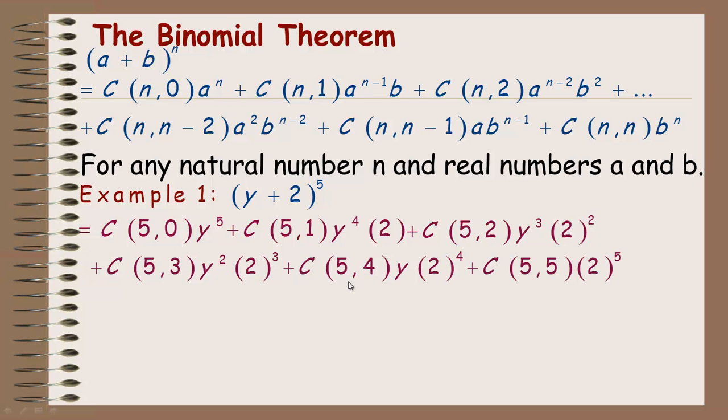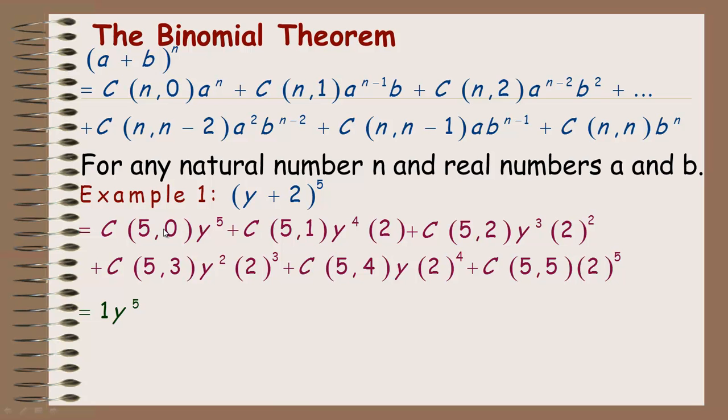And then the last coefficient, or combination, same thing, would be 5 choose 5. We don't bother to write a y in here because it would be y to the 0, which is 1, so you don't bother to write that. And then 2 raised to the power of 4, and the next one's 2 raised to the power of 5. And then the next goal is just to simplify each individual term. This is going to be a term, this is going to be a term, down to the last one.